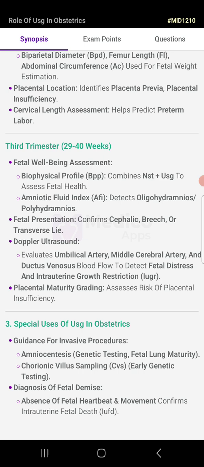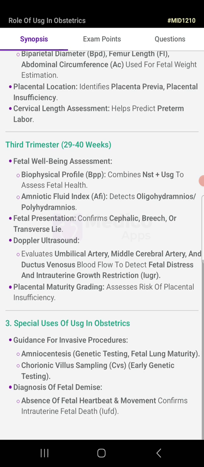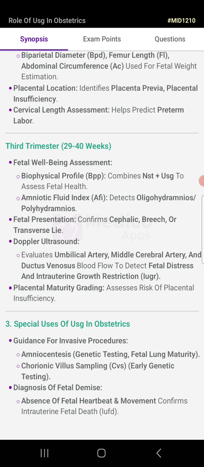Amniotic fluid index detects oligohydramnios and polyhydramnios. Fetal presentation confirms cephalic, breech, or transverse lie. Doppler ultrasound evaluates the umbilical artery, middle cerebral artery, and ductus venosus blood flow to detect fetal distress and intrauterine growth restriction. Placental maturity grading assesses the risk of placental insufficiency.